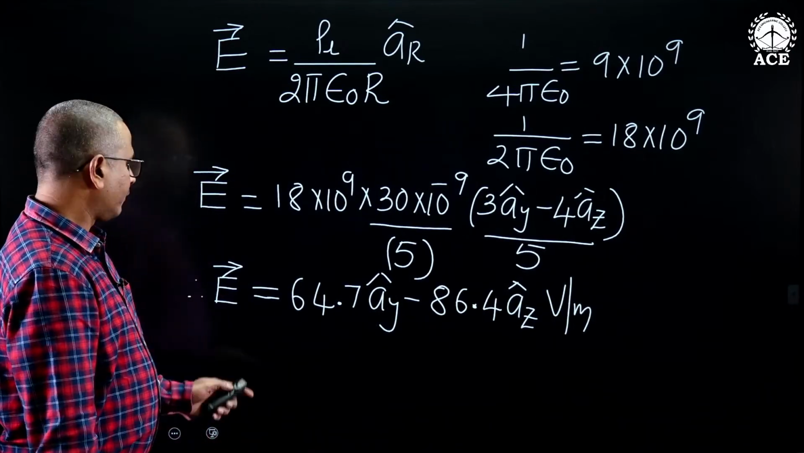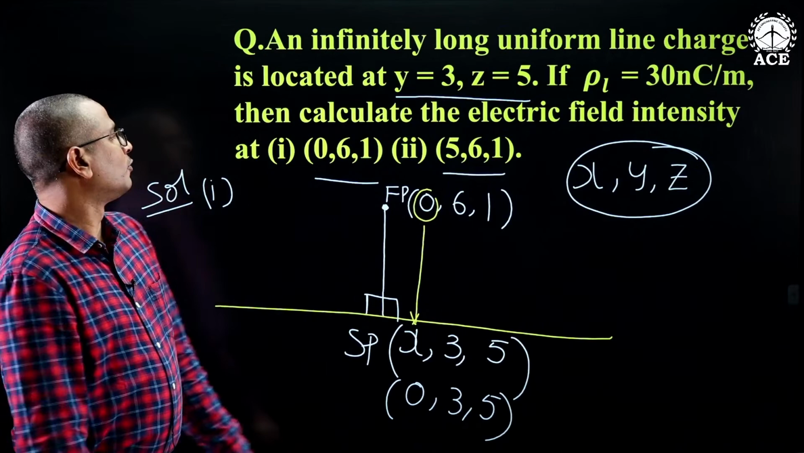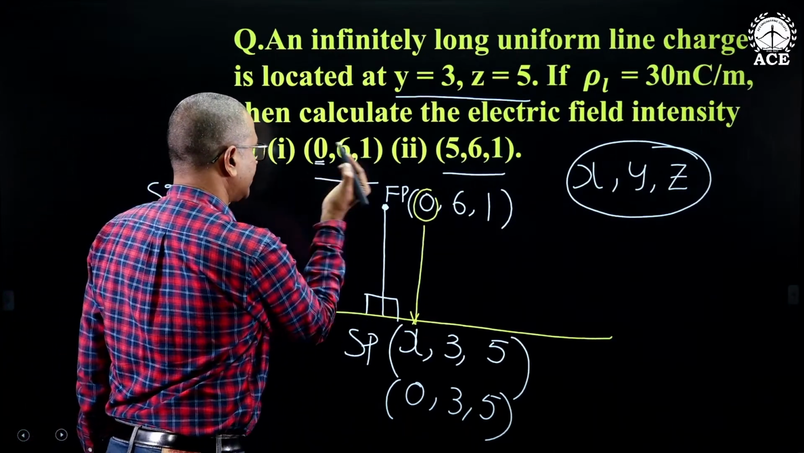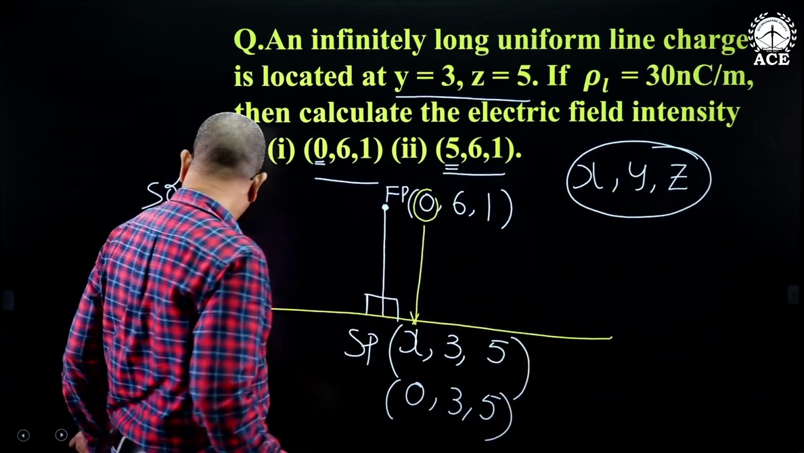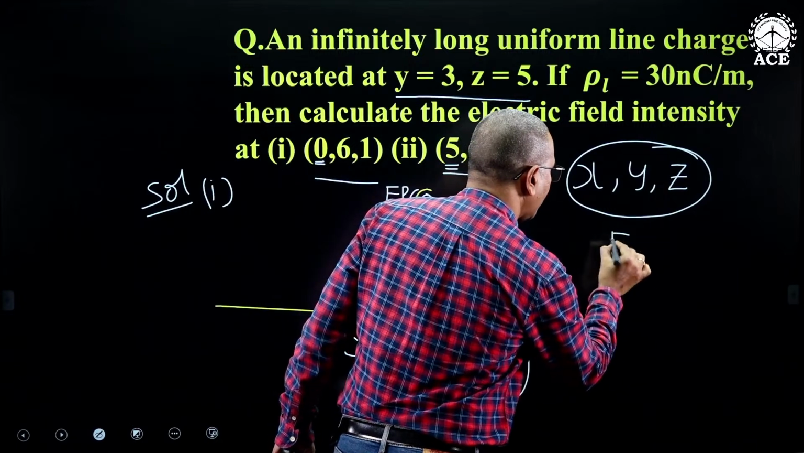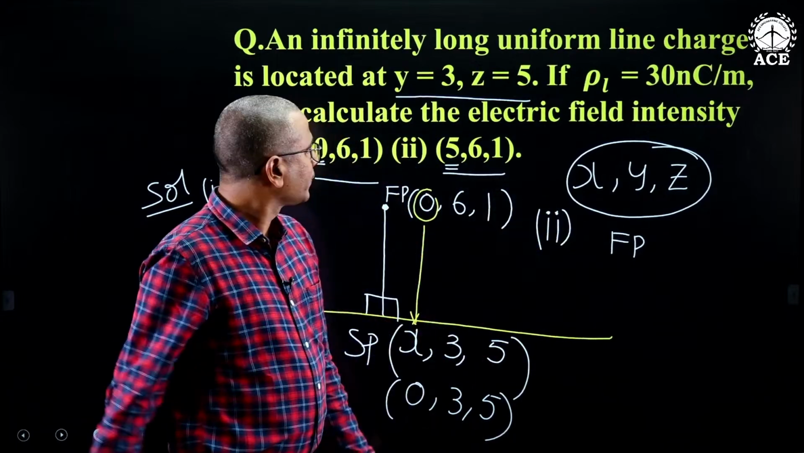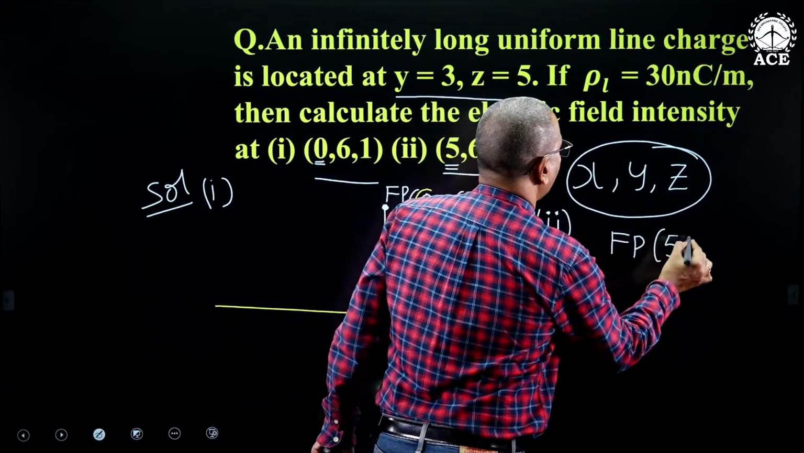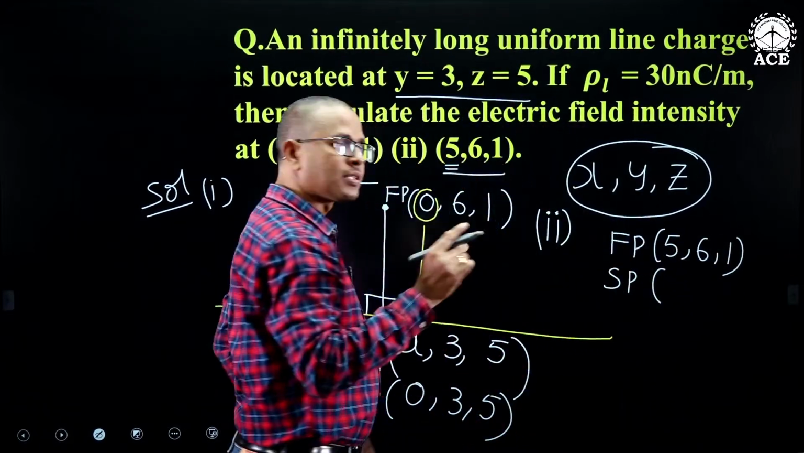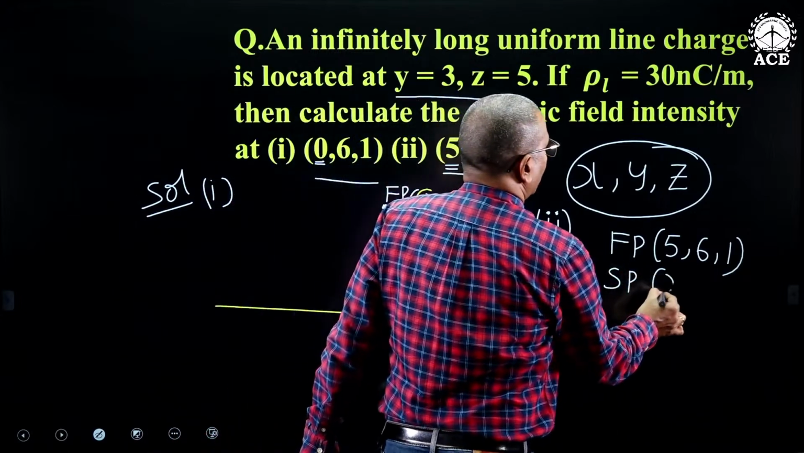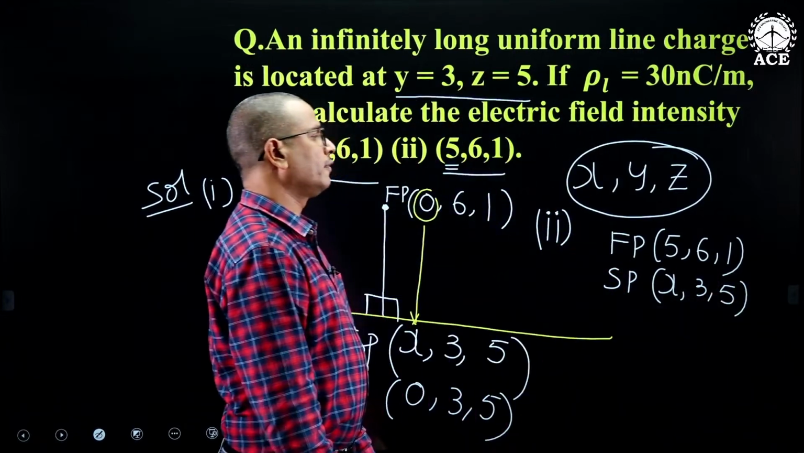Okay, this is for the first bit. Look at the second one, dear students. Will you get the same or not? Yes. Why? Look at 0, 6, 1. This point is 5, 6, 1. I am just showing here itself. What is the field point? Second bit, verify this calculation later, dear students. FP is 5, 6, 1. What is my source point? Same source, same location. I am not changing at all. X, 3, 5. Y equal to 3, Z equal to 5.